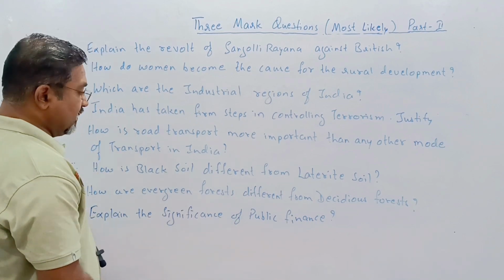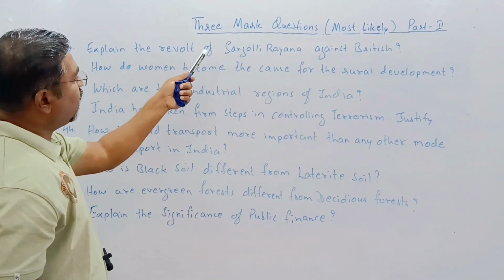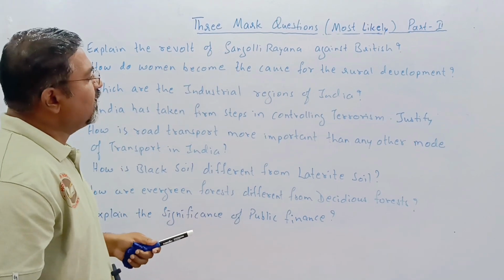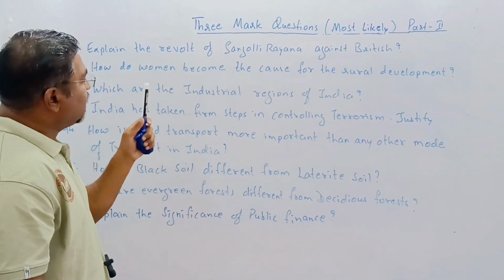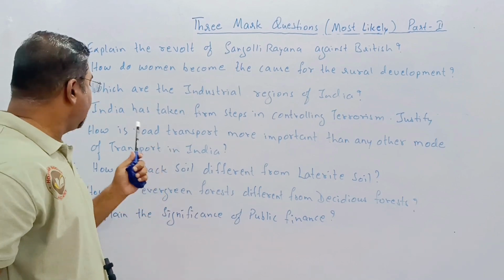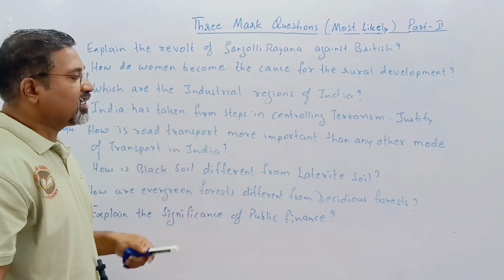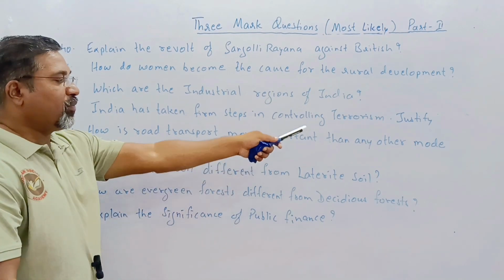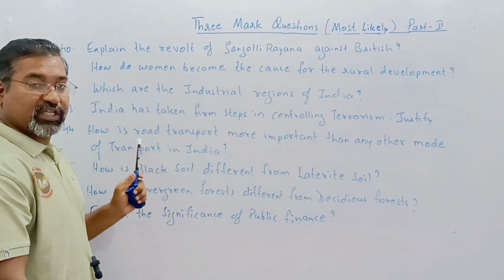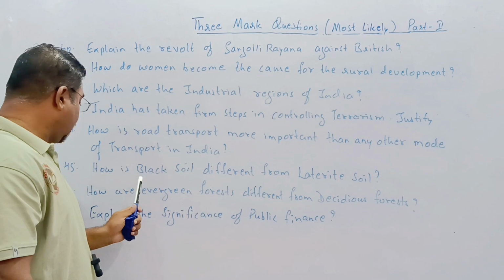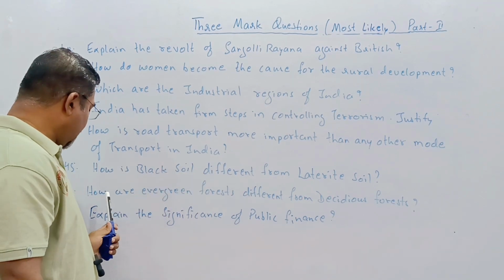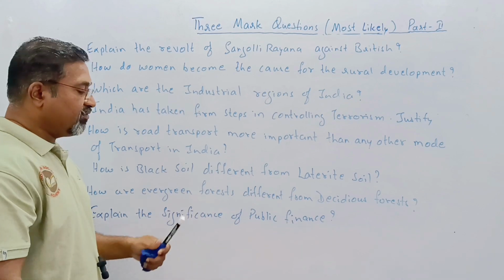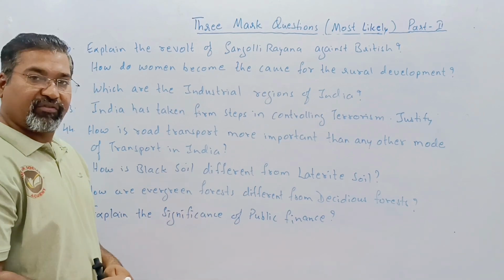And again, explain the revolt of Sangolli Rayanna against the British. How do women become the cause for rural development? Which are the industrial regions of India? India has taken firm steps in controlling terrorism, justify. How is road transport more important than any other mode of transport in India? How is black soil different from laterite soil? How are evergreen forests different from deciduous? And explain the significance of public finance.